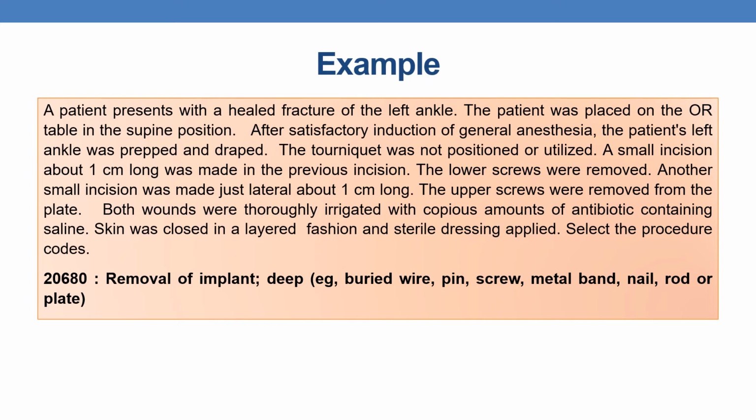Another small incision was made just lateral about 1 centimeter long. Upper screws were removed from the plate. Both wounds are thoroughly irrigated with copious amounts of antibiotic containing saline. The skin was closed in a layered fashion and sterile dressing applied. Select the appropriate code. Here he is coming for the removal of screws. So the appropriate CPT is 20680. Removal of implant deep, that is buried wire, pin, screw, metal band, nail, rod or plate.